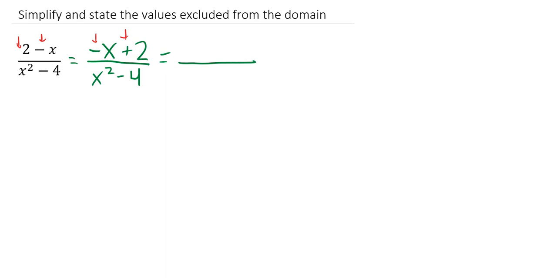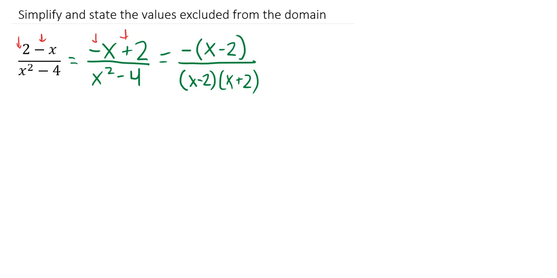The bottom, I instantly recognize difference of squares. x squared minus 2 squared turns into x minus 2, x plus 2. The top doesn't really factor. I have a personal rule that if I see a negative at the front of the thing I'm factoring, I take out the negative. That's a good rule because then I can see things canceling here.